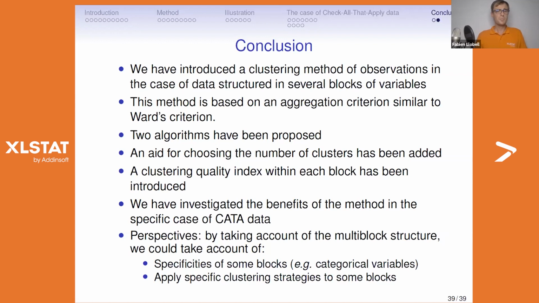And finally, as perspective, we think that by taking into account the multi-block structure, perhaps we could take account of specificity of some blocks, like blocks with categorical variables. Or we can apply specific clustering strategies to some blocks. So we have to change the minimization criterion for some of the blocks.